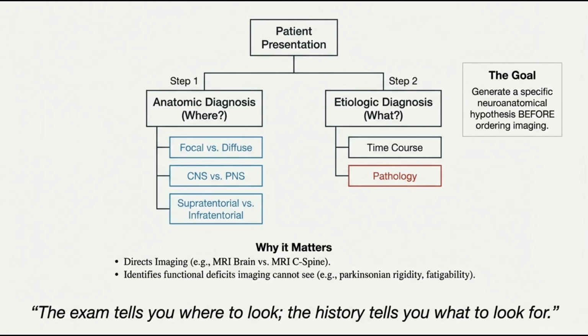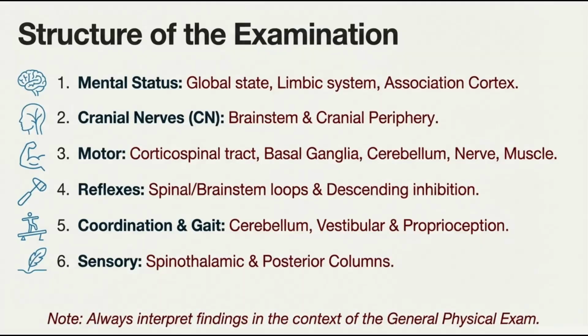Got it. Moving on to slide 3, structure of the examination. There's a nice graphical hierarchy here showing what it calls the big 6 subdivisions of the exam. This is really the syllabus for the exam itself. And it's ordered, for the most part, cranial to caudal, from head to toe. So we have mental status, cranial nerves, motor, reflexes, coordination and gait, and finally, sensory. And the slide explicitly maps these to anatomy, which is the whole point.